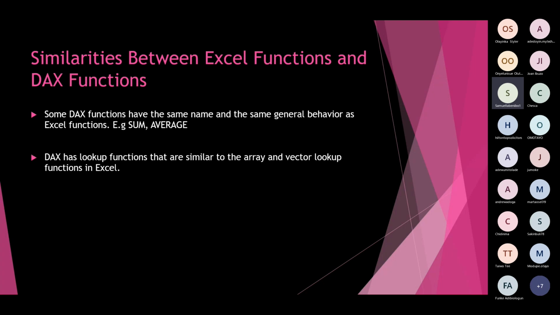So we're going to look at the similarities. DAX functions have the same name and same general behavior as Excel functions. Just like you have the sum in Excel, you can use the plain sum in Power BI. That's why I said some can be simple and they can also be complex. Simple ones like carrying out the sum, trying to see the total of something, just like you do it in Excel, can be done in Power BI. DAX also has its own lookup functions that are similar to the array and vector lookup we talked about: the XLOOKUPs, the VLOOKUPs, the INDEX MATCH, and the rest of them. DAX has its own, really complex kind of function.